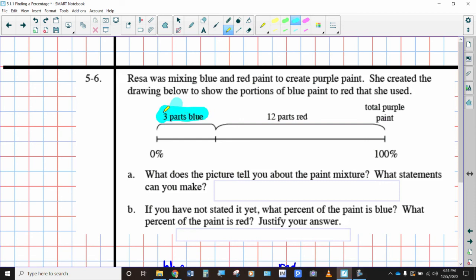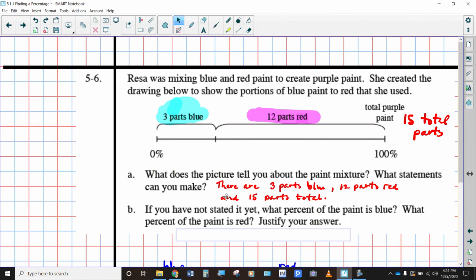They tell us that 3 parts are blue. They also tell us that 12 parts are red. So if you know 3 parts are blue and 12 parts are red, how many total parts are we talking about? We're talking about 15 total parts in this particular paint. So there you go. Statements that you can make: there are 3 parts that are blue, 12 parts are red, and 15 parts represents the total.